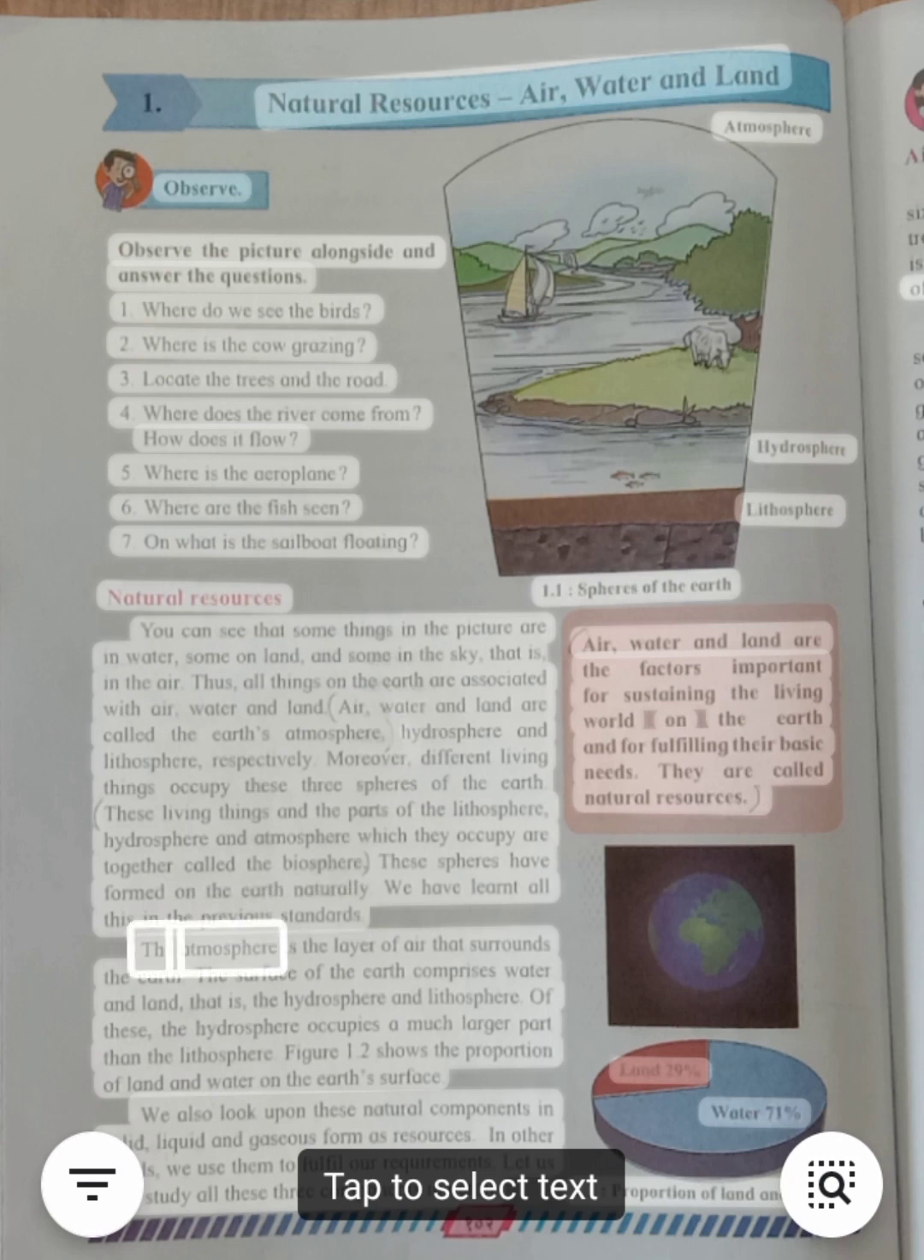The atmosphere is the layer of air that surrounds the earth. The surface of the earth comprises water and land, that is, the hydrosphere and lithosphere. Of these, the hydrosphere occupies a much larger part than the lithosphere. Figure 1.2 shows the proportion of land and water on the earth's surface.